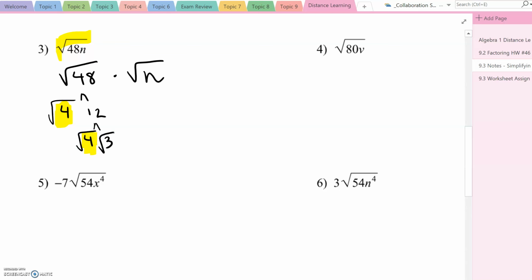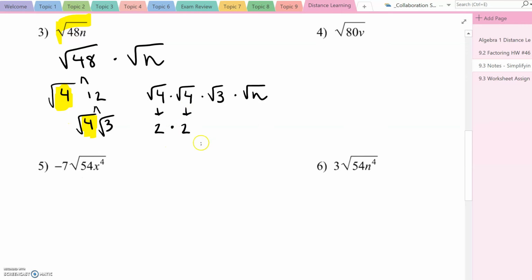So if I write out again what I have from my little factor tree here, I have the square root of 4 times the square root of 4 times the square root of 3 times the square root of n. That's how I'm trying to simplify this radical. Now, what is the square root of 4? It's 2 times, again, the square root of 4, which is 2. The square root of 3 we do not know. The square root of n we also do not know.